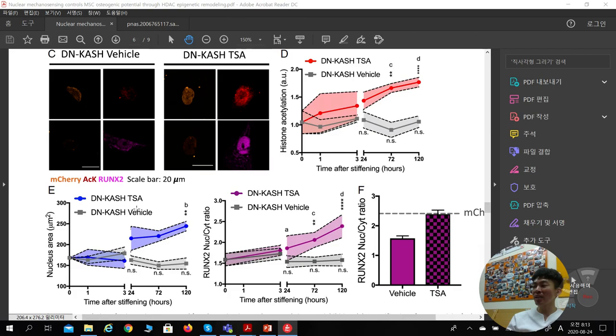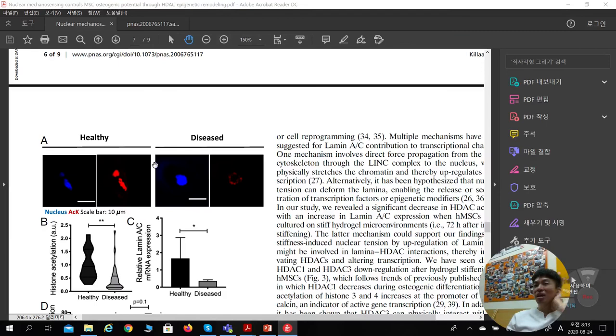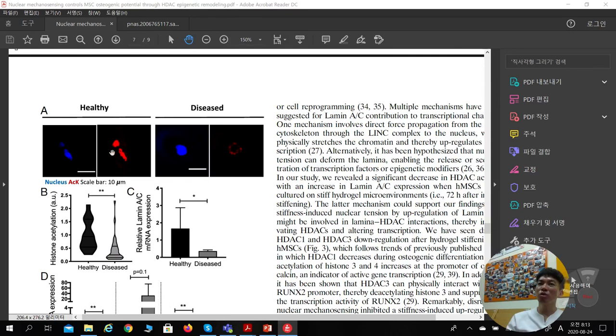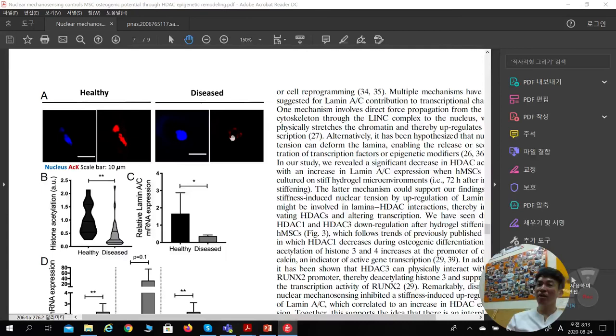And then they check this in vivo tissue from humans. Yesterday I shared one link. They obtained osteoarthritis tissue from humans, and this is from same-age human donor bone, and this is some osteoarthritis bone. They find that osteoarthritis bone is losing acetylation.